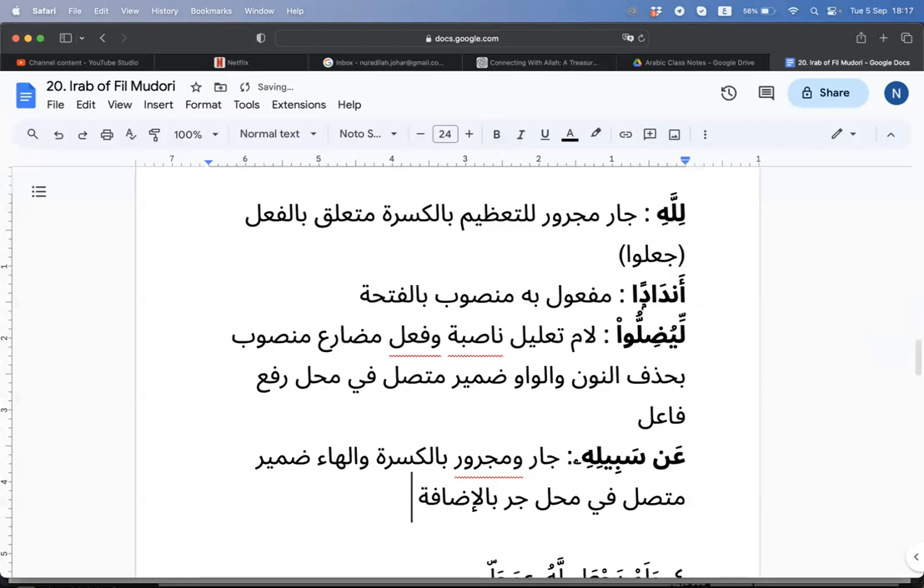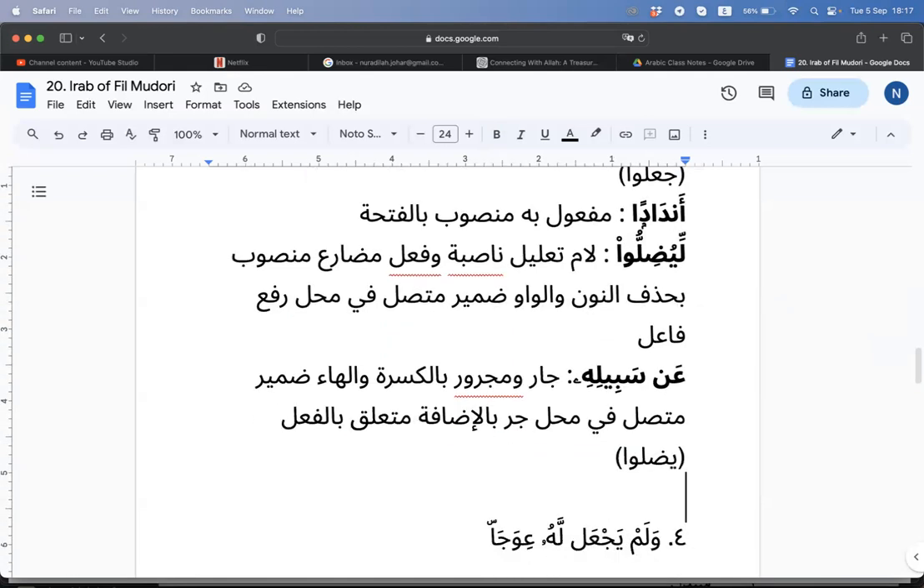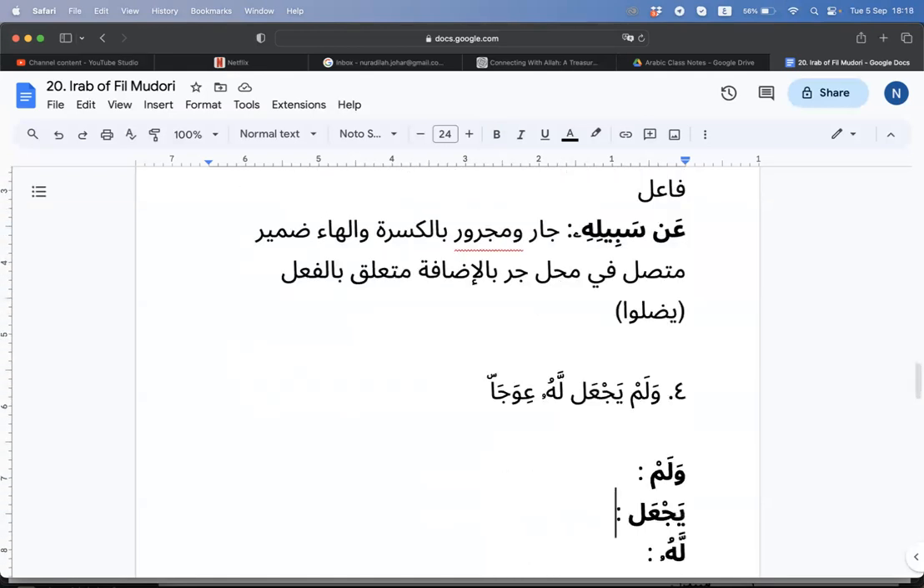And the jar majrur must be muta'alliq bil fi'il. So which fi'il? Yes, yudillu. That's why I always make this clear here in the bracket, which fi'il, because sometimes we have many fi'il. We have ja'alu also just now. So they made for Allah partners so that they can lead others astray from his path. Okay, we can do one more.